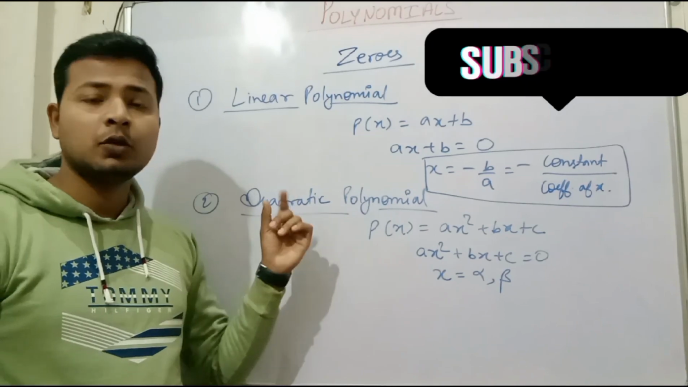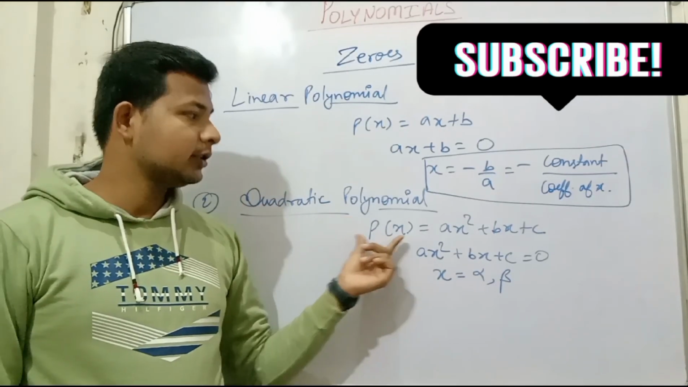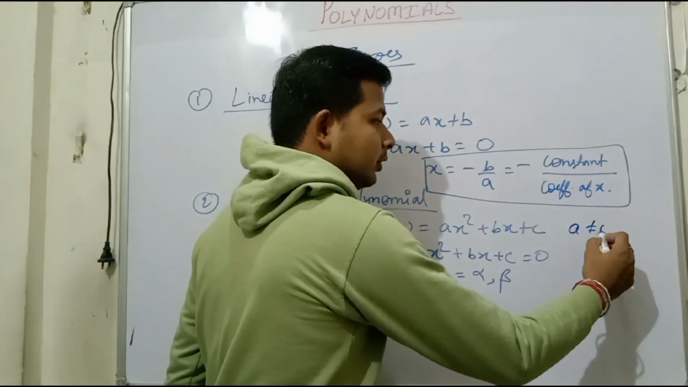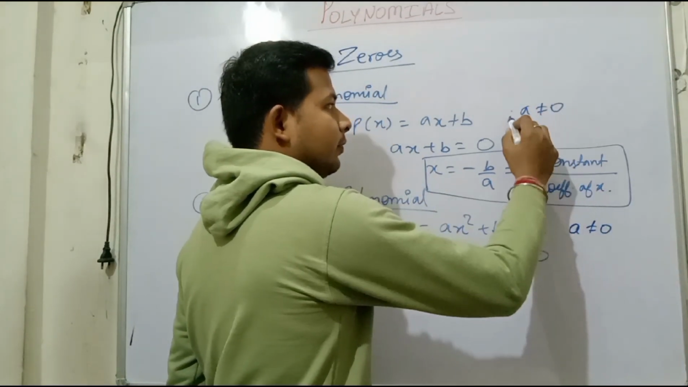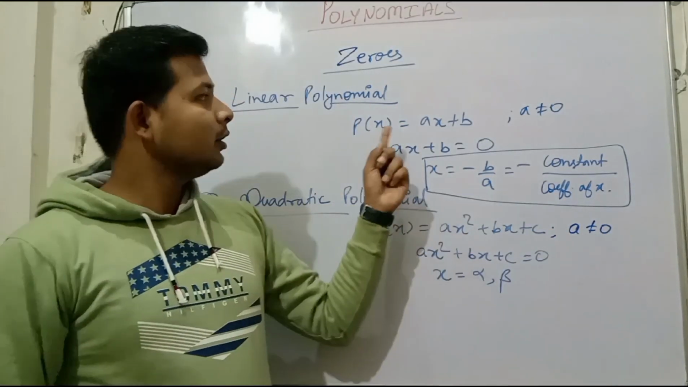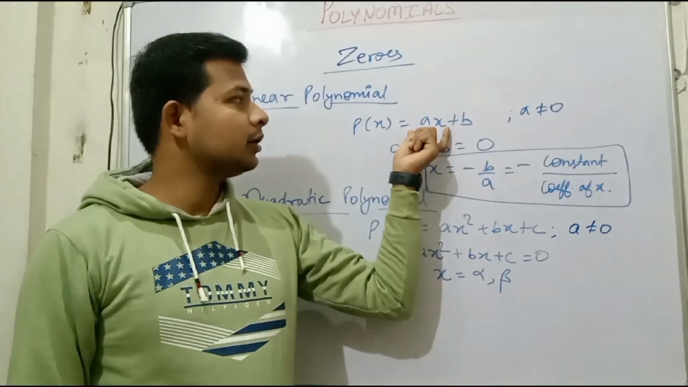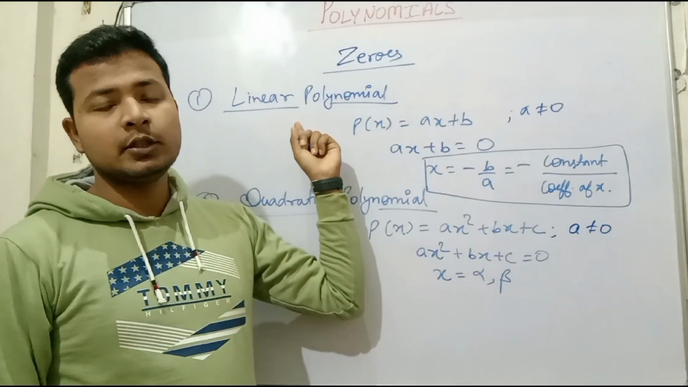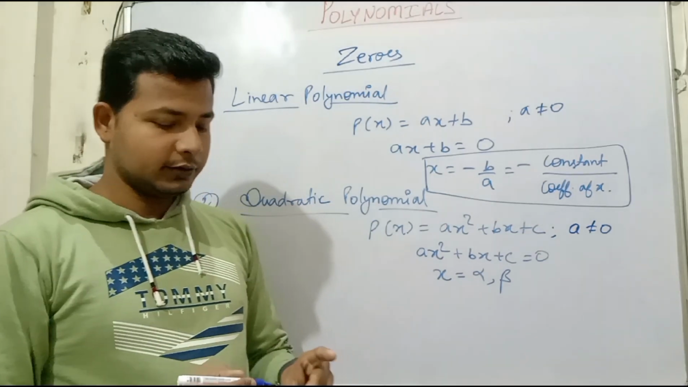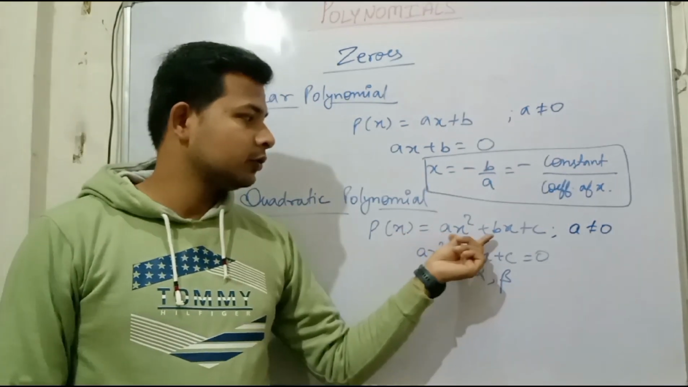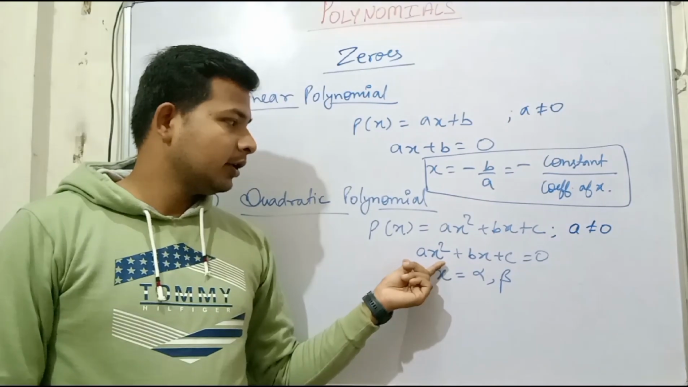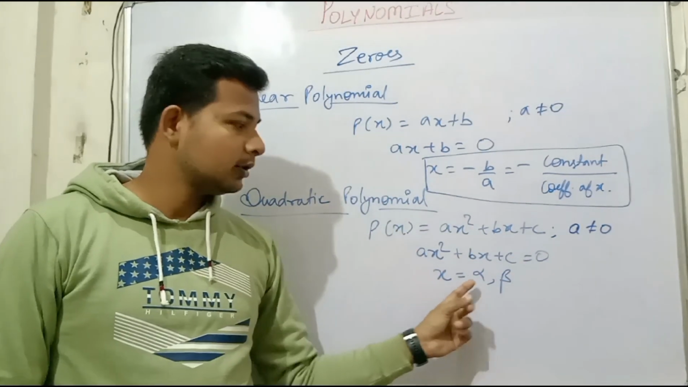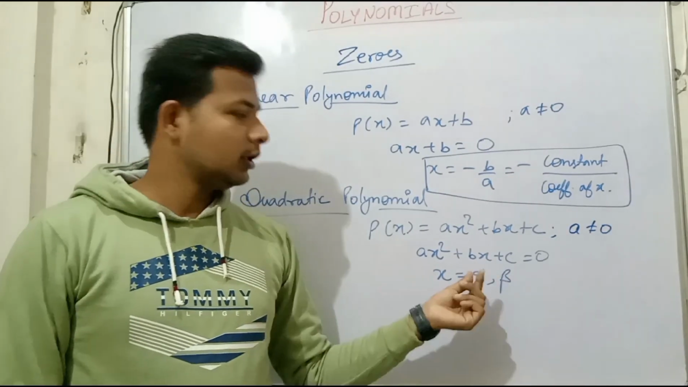Now a quadratic polynomial will be of the form p(x) equals ax square plus bx plus c, where a will not be equal to 0. I have explained this also: if a becomes 0, this term will vanish. Hence, we will not be able to specify whether it is linear or quadratic or anything else. If we are given p(x) equals x square plus bx plus c, and we equate this to 0, we will get two values of x. The first ones will be alpha and beta.